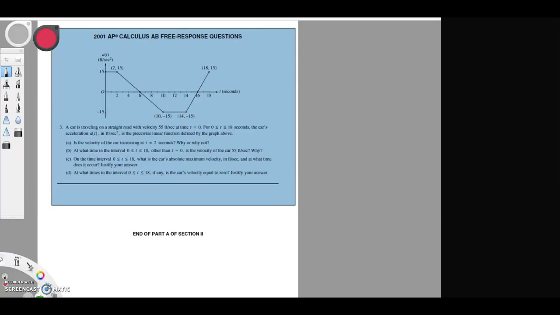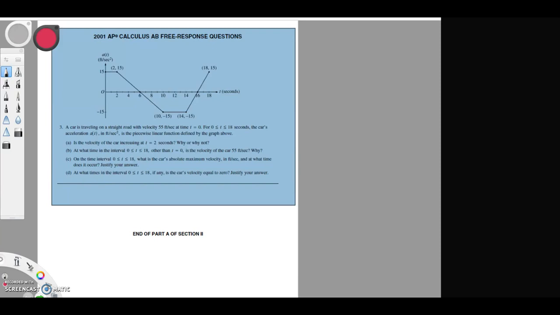So in this video, we're going to solve a 2011 AP Calculus AB FRQ question. It says a car is traveling on a straight road with a velocity of 55 feet per second at time t equals 0. For 0 ≤ t ≤ 18 seconds, the car's acceleration, a(t), in feet per second squared, is a piecewise linear function defined by the graph above. First question: is the velocity of the car increasing at t equals 2 seconds?